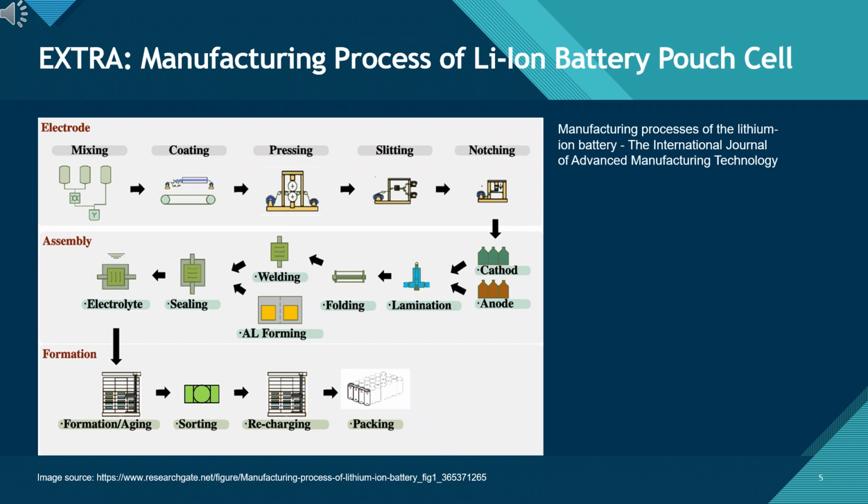Cell assembly. In this stage, the prepared electrodes are assembled into a complete cell, which includes processes such as lamination, folding, welding, AL forming, electrolyte filling, and sealing. Formation and finishing. The final stage involves the initial charging and discharging cycles, formation/aging, sorting, recharging, and finally packing the finished battery cells.